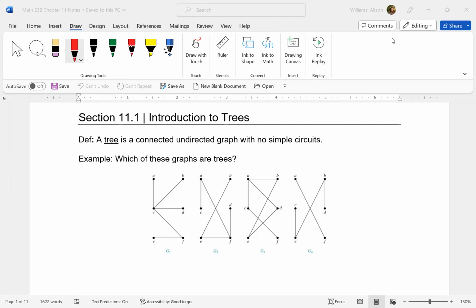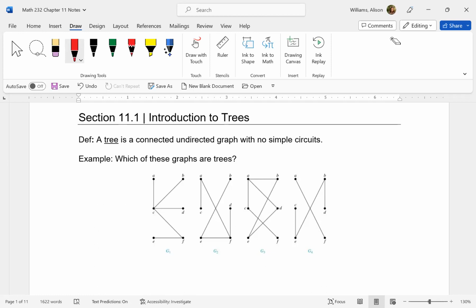A tree is a connected, undirected graph with no simple circuits. So connected, that word means that we can get from any vertex to all the other vertices. That's what makes them connected. And then a circuit is when a path completes, right? We get back to what we started with.